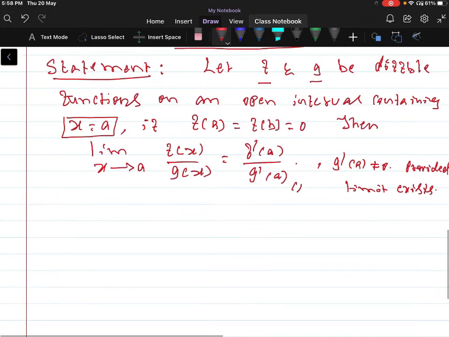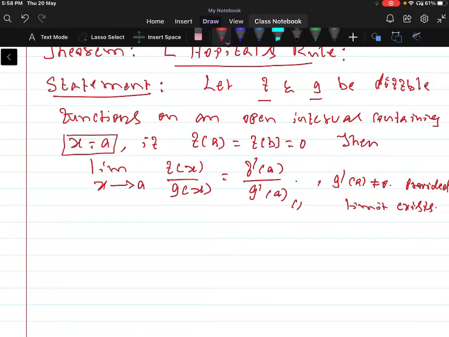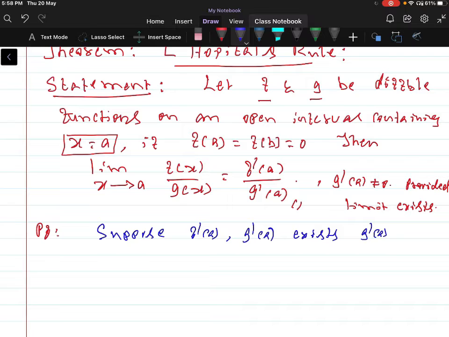So we'll move to the proof of the theorem. By using the Cauchy mean value theorem, we can prove this result. So let us move to the proof here. Suppose f dash of a and g dash of a exist, and g dash of a is not equal to 0, and f of a and g of a is equal to 0.